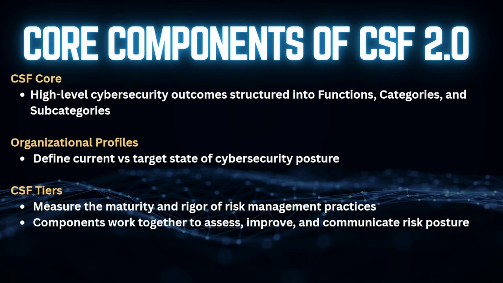The framework is built around three key components that work together. The Core defines the cybersecurity outcomes, essentially what organizations should aim to achieve. Profiles allow organizations to map their current state and define their desired future state. And Tiers measure how mature and effective their risk management practices are. When combined, these components give organizations a structured way to assess where they are, where they want to be in the future, and how to get there.